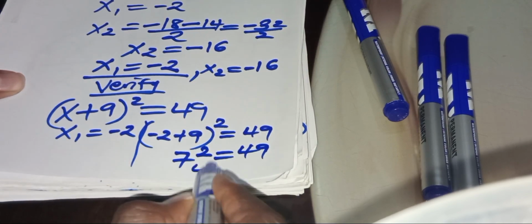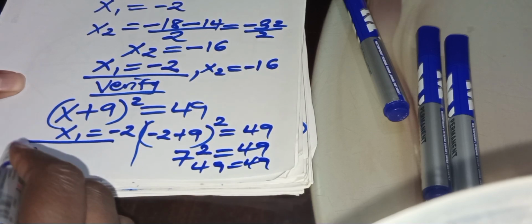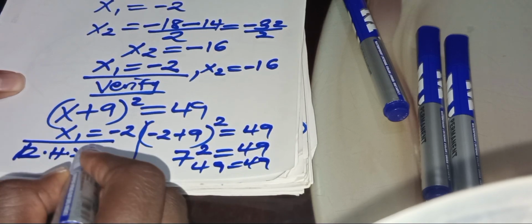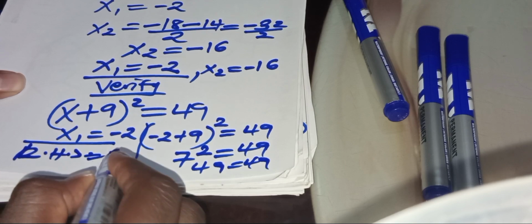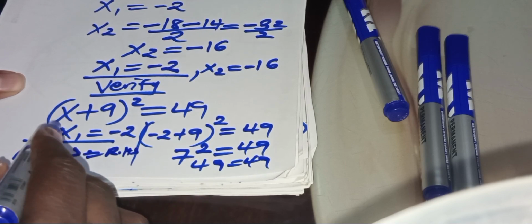So negative 2 plus 9 is equal to 7 squared, which is equal to 49. So 7 squared is equal to 49, which is equal to 49, and that means the left hand side is equal to the right hand side. That is for x1. Let's check x2.